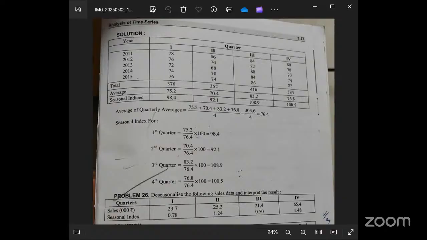After getting the averages, we need to find out the average of quarterly averages. So what is the average of quarterly averages? Adding all the first quarter average, second quarter average, third quarter average, and fourth quarter average, divided by 4. So we get the average of quarterly averages. Then we need to find out the seasonal index for first quarter, second quarter, third quarter, and fourth quarter.